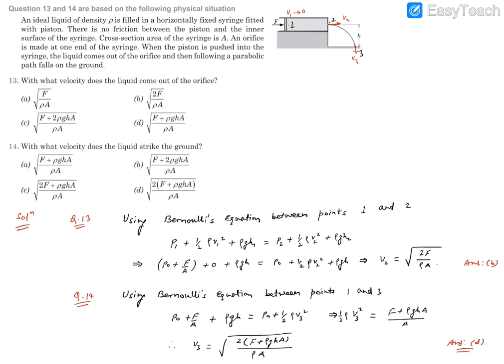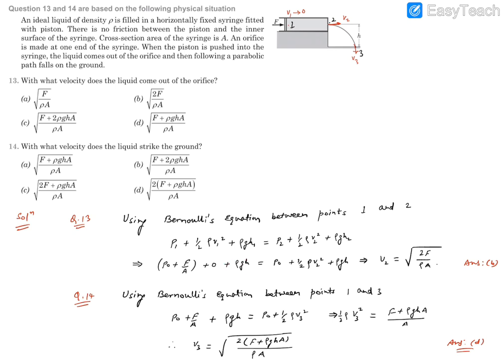Now we need to find what is the pressure at point 1. So pressure at point 1 is going to be the same as the pressure which is outside, that is P0, plus extra coming because of this force. So the pressure is going to be P0 plus F by A. V1 comes out to be 0 or close to 0, so we can ignore it. And from the ground, this point is at a height h, so we are taking this point at the same level. So that's rho gh.